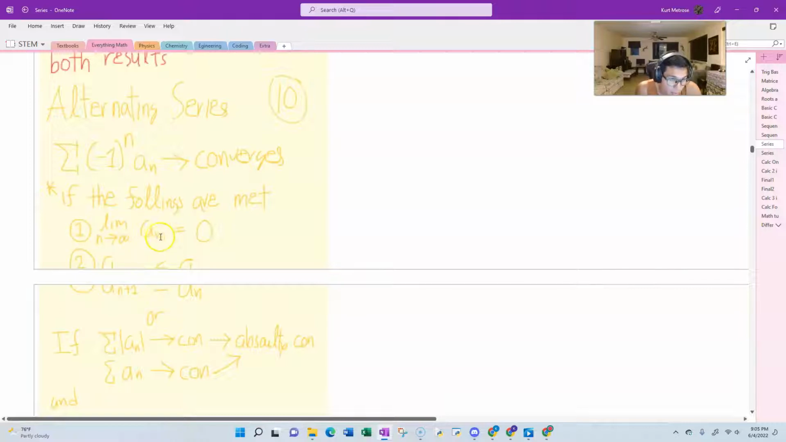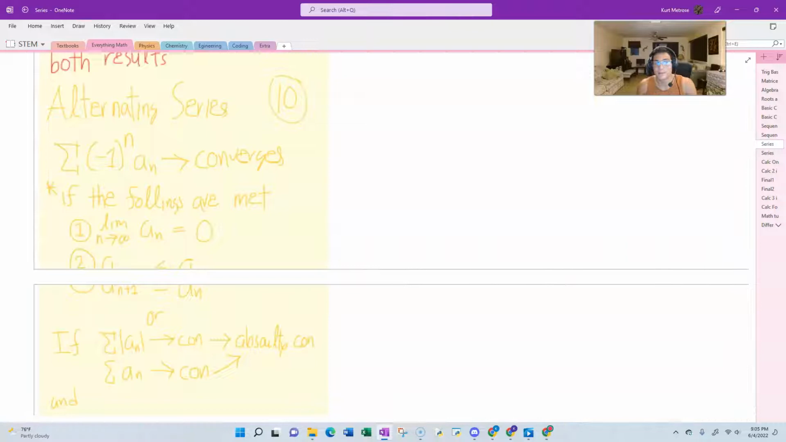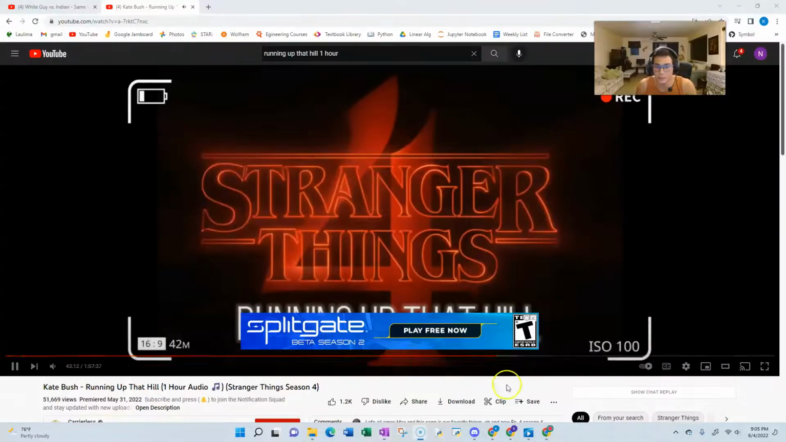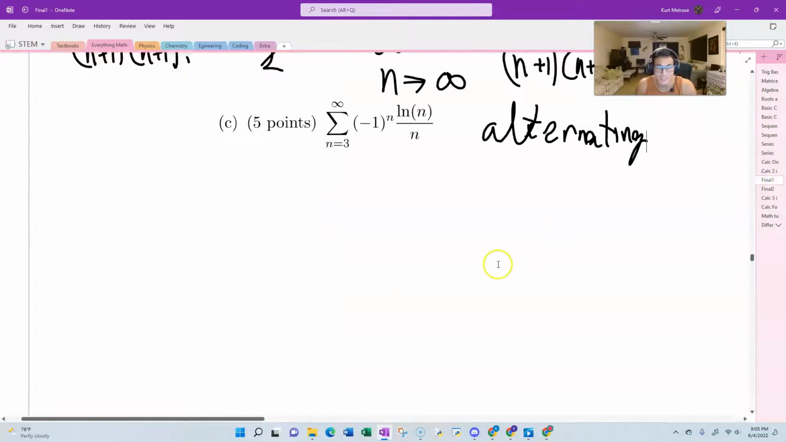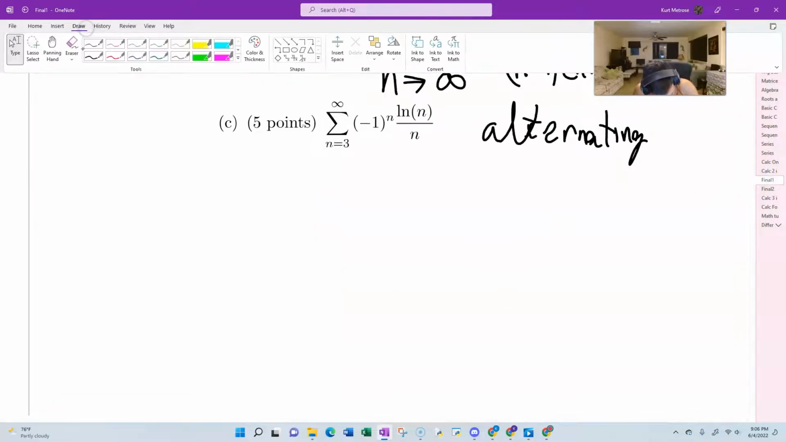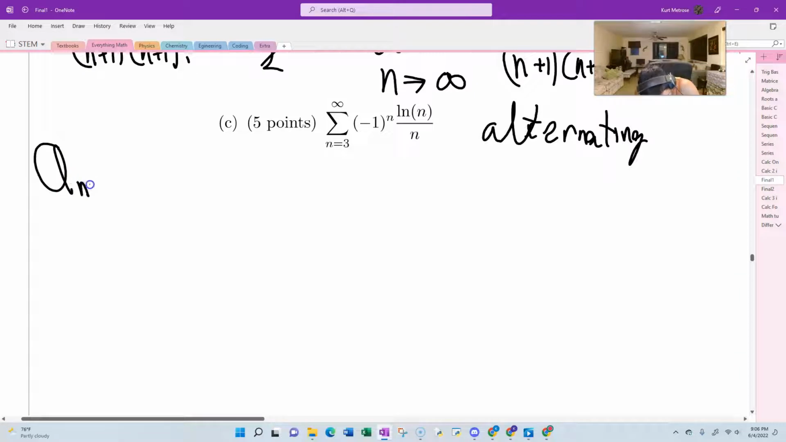So if a sub n, if we take its limit, is equal to 0, and if a sub n plus 1 is less than or equal to a sub n. Okay, so let's do that. And note that a sub n is only going to be, in this case, ln of n.